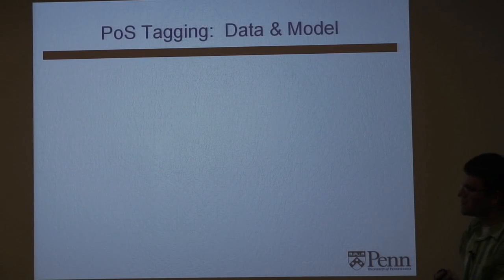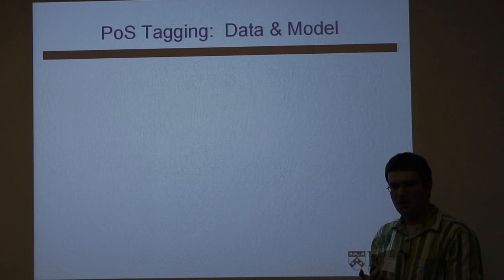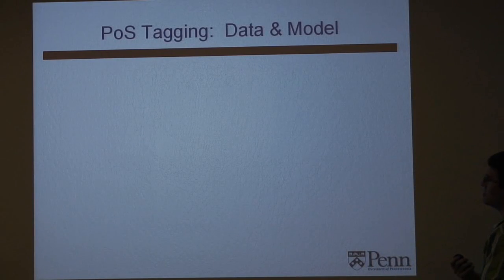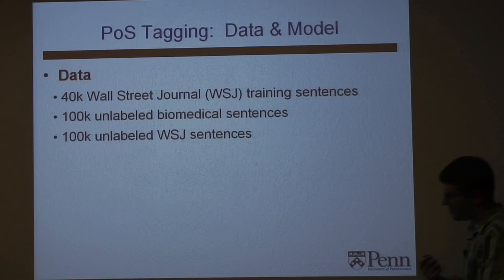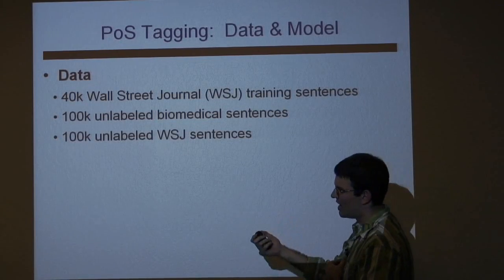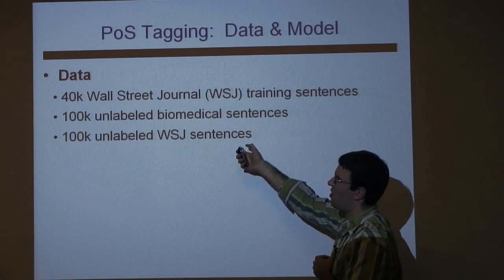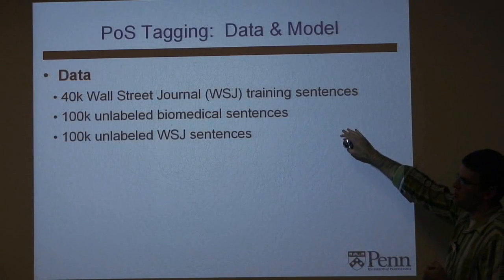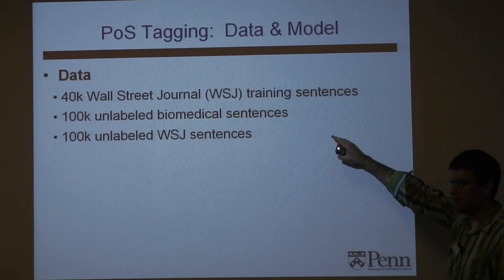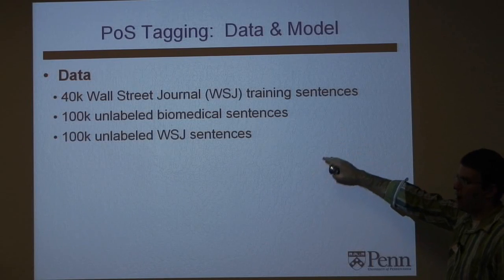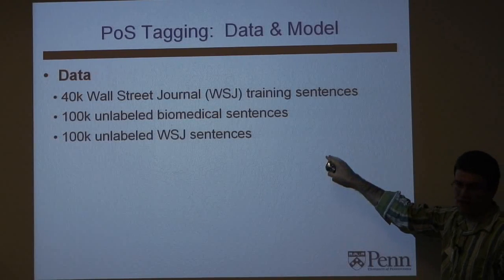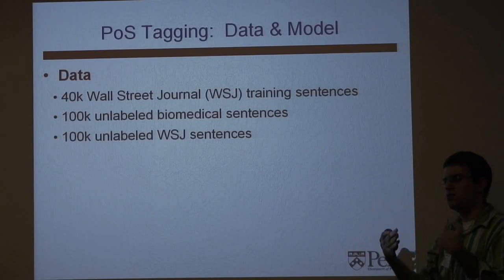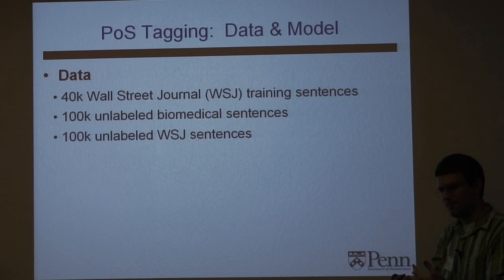Okay. So the other task that I want to talk about is part of speech tagging. And for this task, the data that we're going to look at is quite a bit larger. So we have 1 million labeled words of Wall Street Journal text, and we're going to add 2 or 3 million words of unlabeled text from the Wall Street Journal and from Medline. Okay? And again, the task is to train a tagger on the Wall Street Journal and test it on Medline.